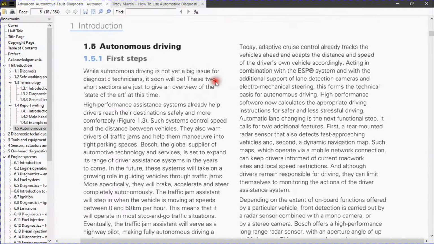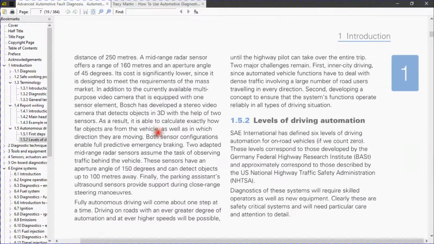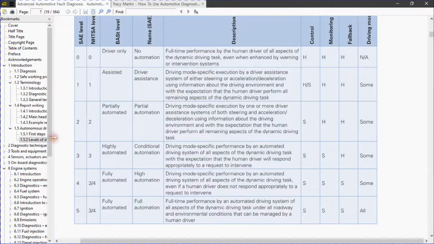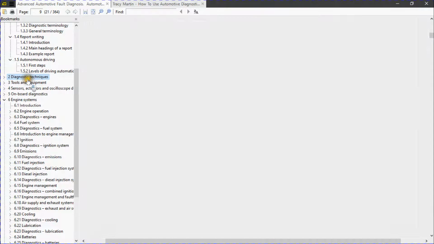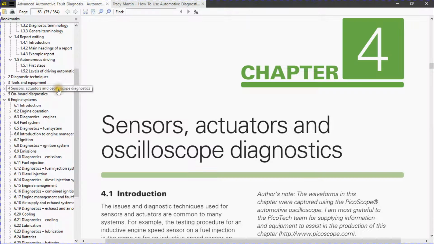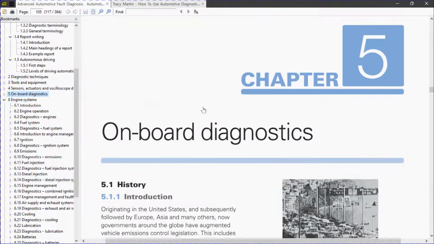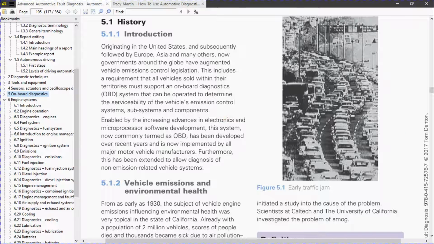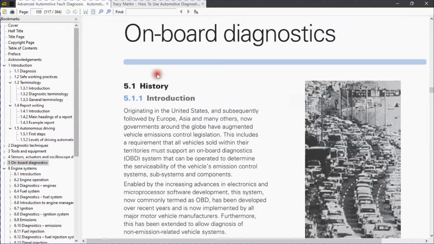Autonomous driving: nowadays we have automatic, autopilot cars. They are more based on sensors, and they are just like computers. So we have diagnostic techniques, and in the chapters we have tools and equipment, sensors and oscilloscopes, diagnostics, and onboard diagnostics. We are more interested in onboard diagnostics because today I explored this stuff. I explored onboard diagnostics and having a sensor. I used them and I was a little bit curious about that, so this video is all about this topic.